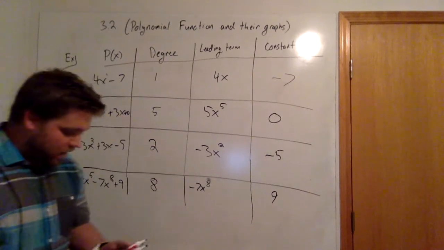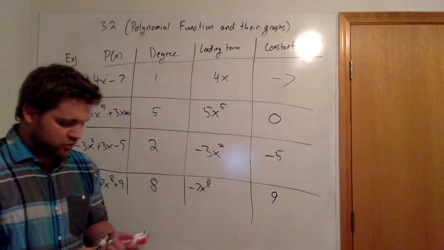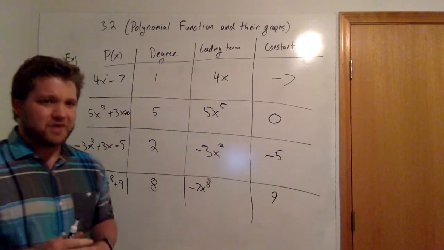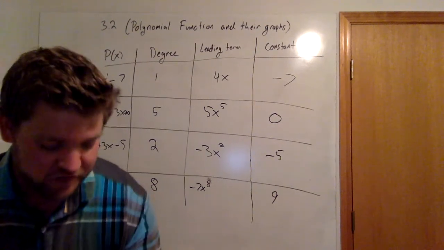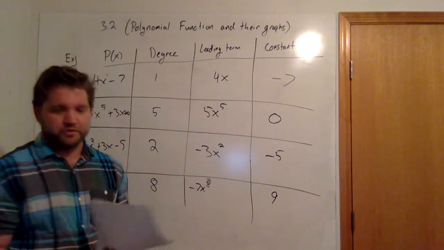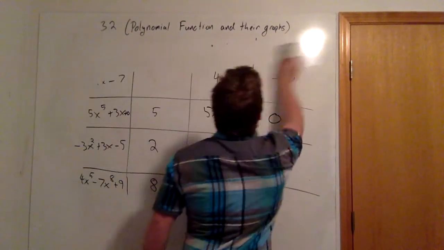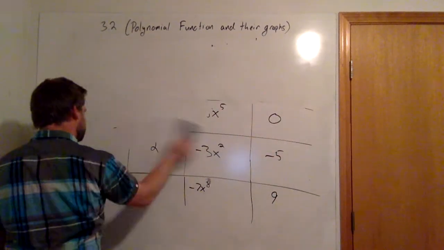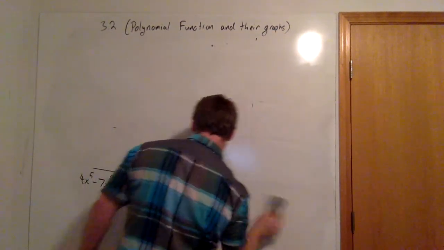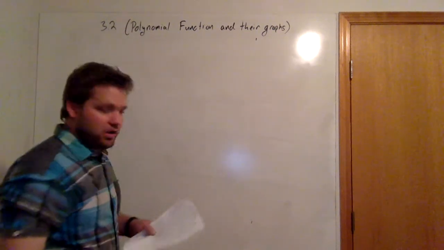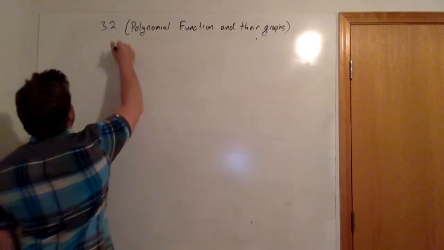So before we go on to start graphing polynomials, let's talk about some toolkit polynomials, or let's talk about the simplest polynomials. We'll talk about what are called monomials, which means there's just one term. Okay, I'm going to call these the toolkit polynomial functions.